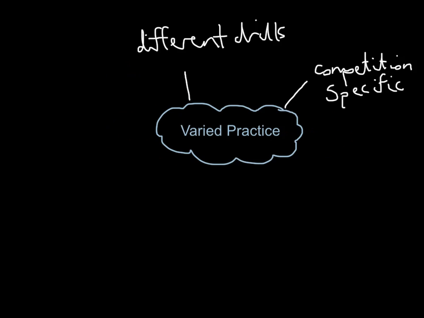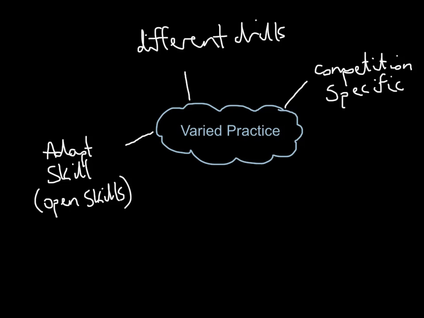It's also a very good way to allow my performers to learn how to adapt a skill, what we call open skills. Remember, open skills are open to the environment. Someone can come and close you down. Someone can backtrack. Someone can mark the player that you're about to pass to in an open environment. So for open skills, you've got to learn how to adapt them to suit the needs of the situation, and that's what varied practice allows you to do.